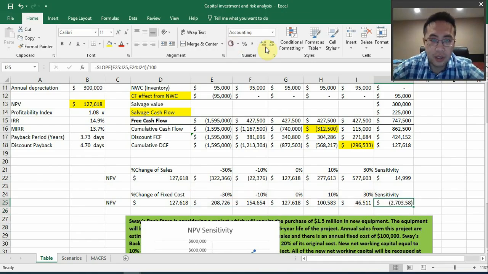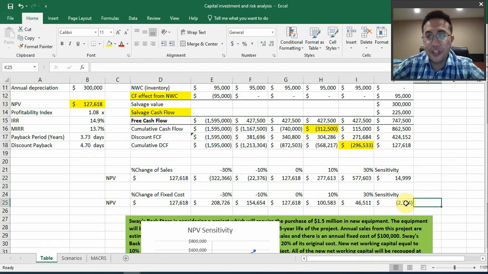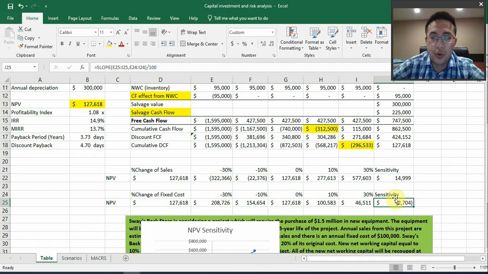So I'm going to dollarize it and reduce the decimal. It's telling me that if the fixed cost increased by 1%, then the NPV will decrease by $2,704. Okay, they go in different directions because this sensitivity value is negative.